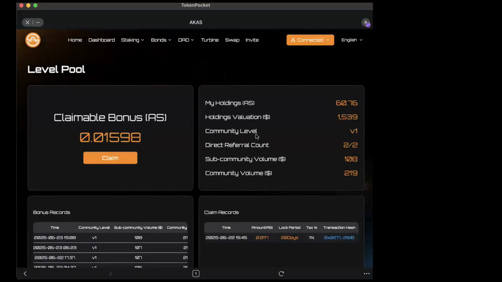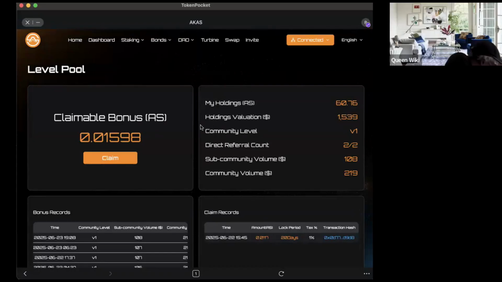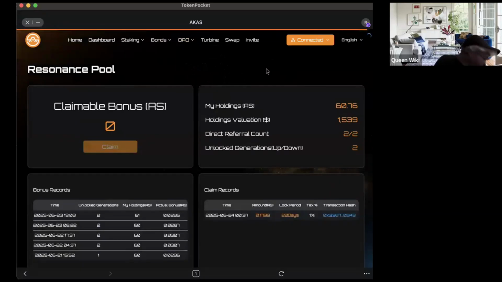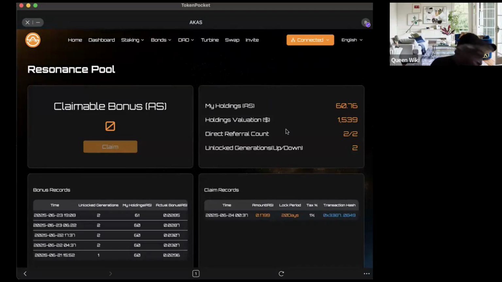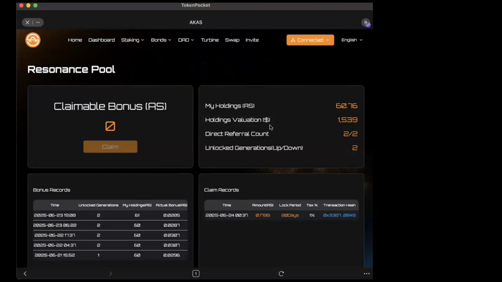This is pretty simple, but let me see that again. It shows my holdings, and I have one direct referral. When I look at my bonus records, it says one unlocked generation, my holdings 185. The actual bonus is 0.098, but it says forfeited bonus is 0.05. I'm trying to figure out how I avoid the forfeited bonus. You don't see it because you don't have any forfeited bonus.